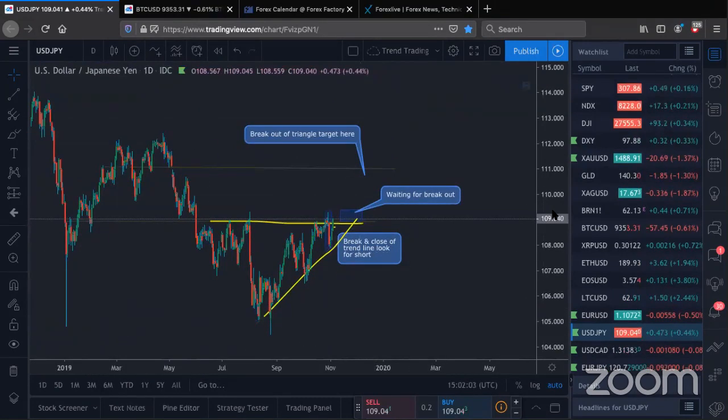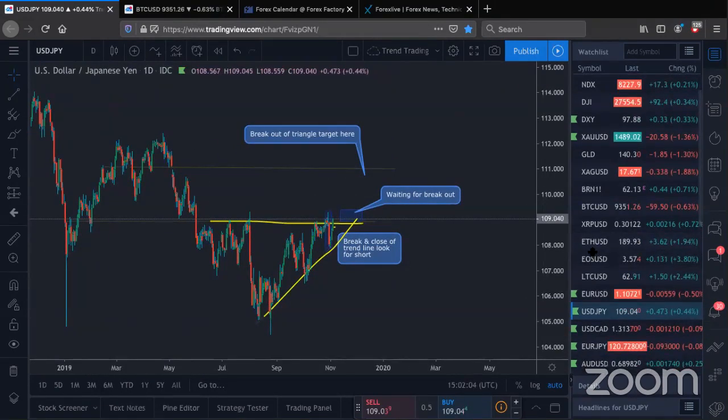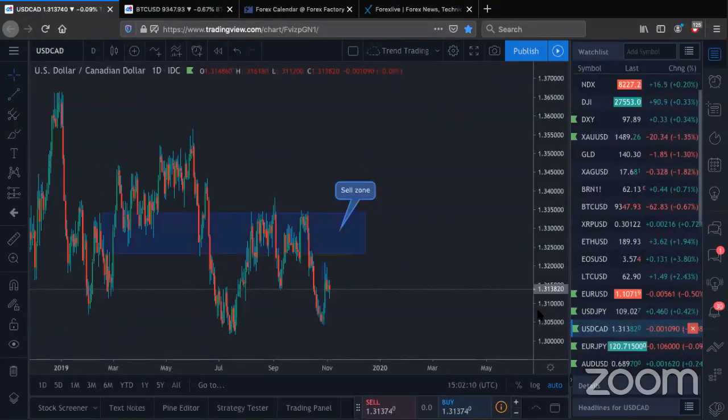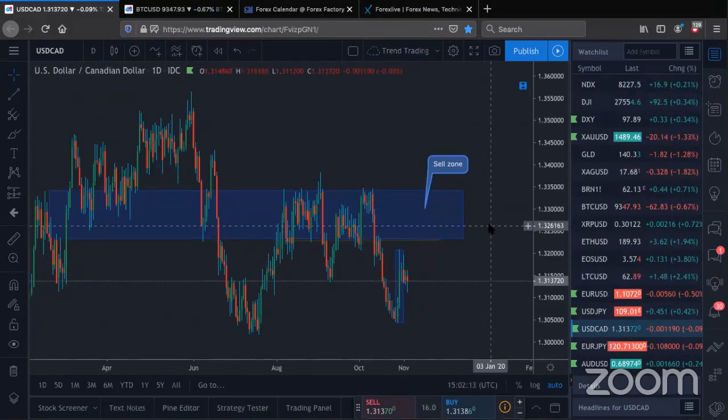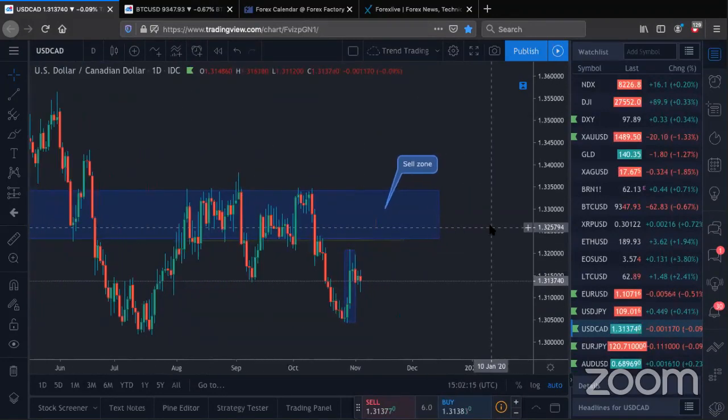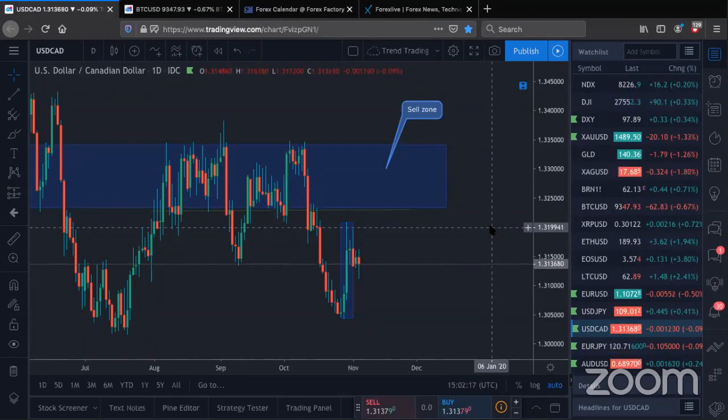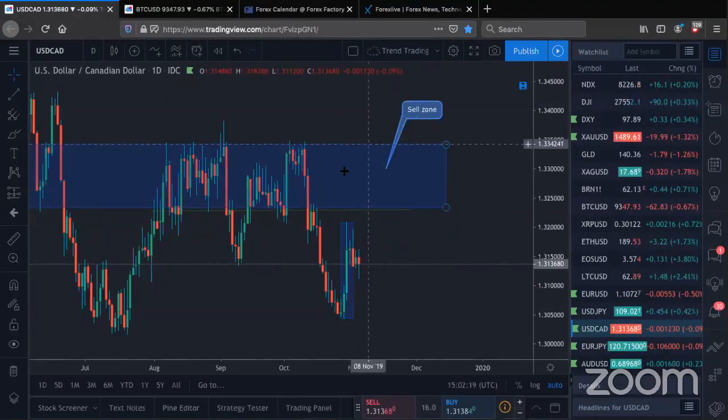All right, let's take a look at the US dollar, Canadian dollar. This is just going to be a quick glance because this pair is not offering any opportunity. You could see right here, we have this marked as the sell zone.